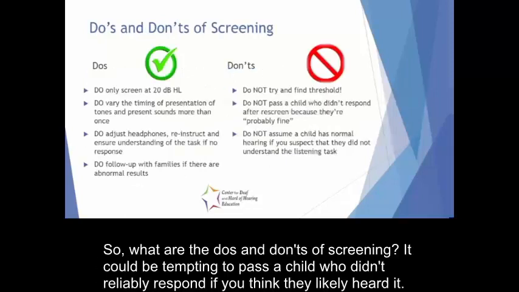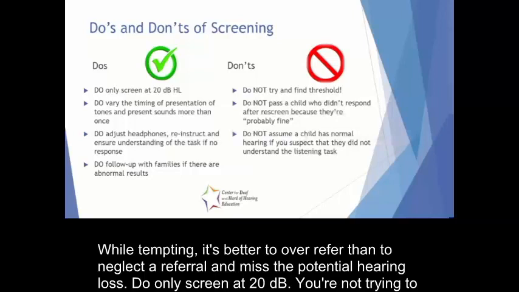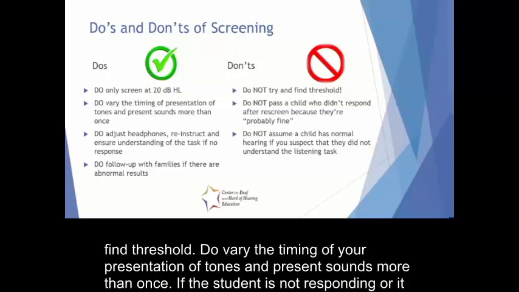So what are the do's and don'ts of screening? It can be tempting to pass a child who didn't reliably respond if you think they likely heard it. While tempting, it's better to over-refer than to neglect a referral and miss a potential hearing loss. Do only screen at 20 dB. You're not trying to find threshold.